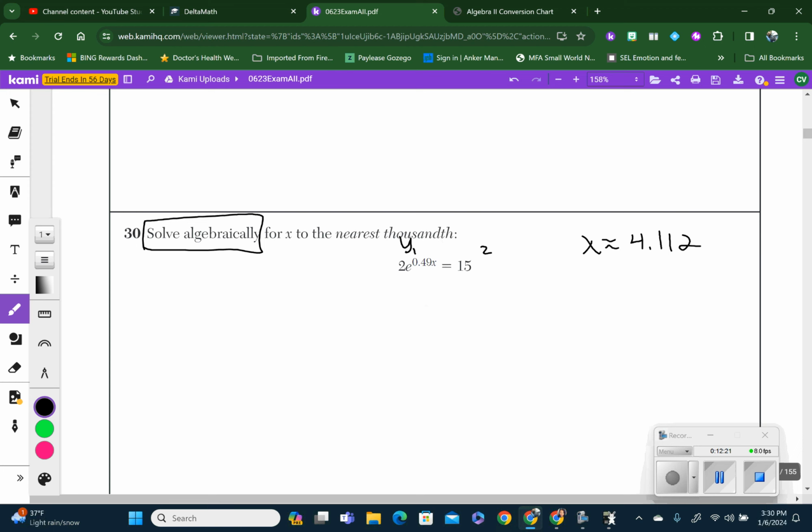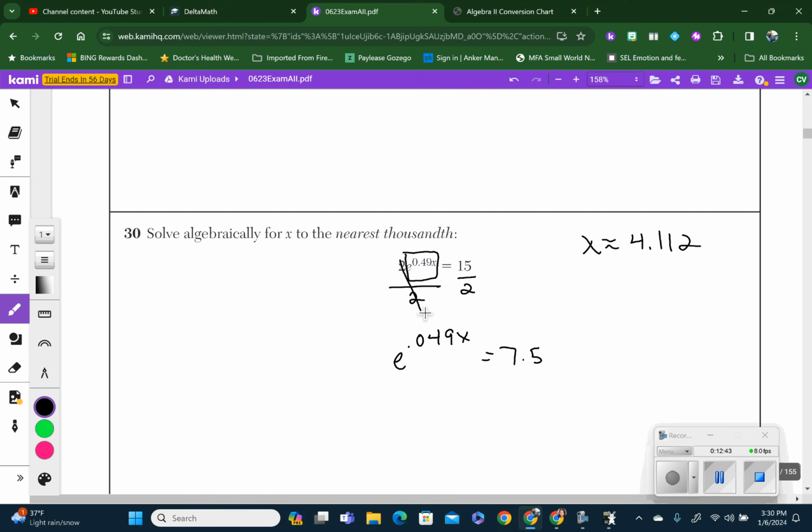But let's just say you're like, hey, how do I do this algebraically so I get my full points? Let's do it. So we want to get the weird thing by itself again, which is the e. We have to get rid of the 2 by dividing both sides by 2. So that cancels out. So I get e to the 0.049x is equal to 15 divided by 2, which is 7.5.